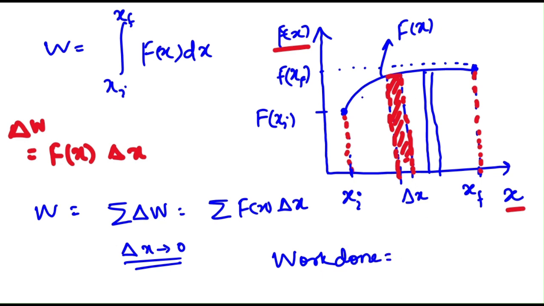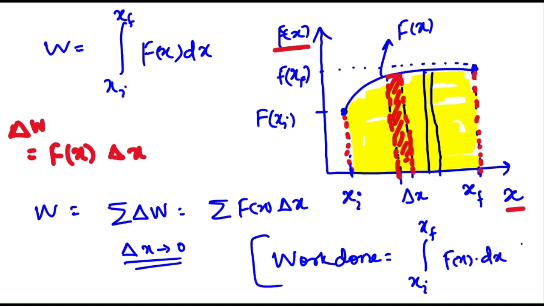geometrically it is the area under this curve. This area, I'm trying to shade that region here, so this entire area all the way, I'm just doing it roughly. So this area is representing work done, and in integral form we can write the integral from xi to xf of f(x) dx. So the geometrical meaning of work done for this plot is the area under this curve.